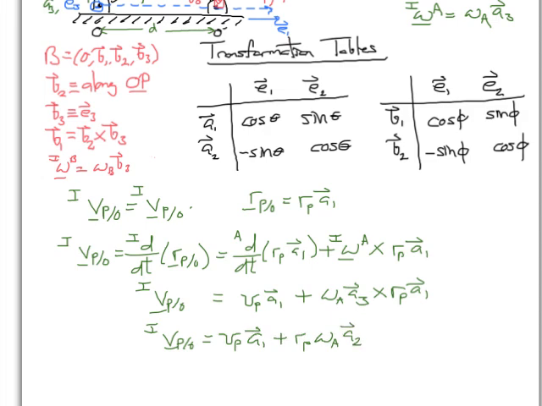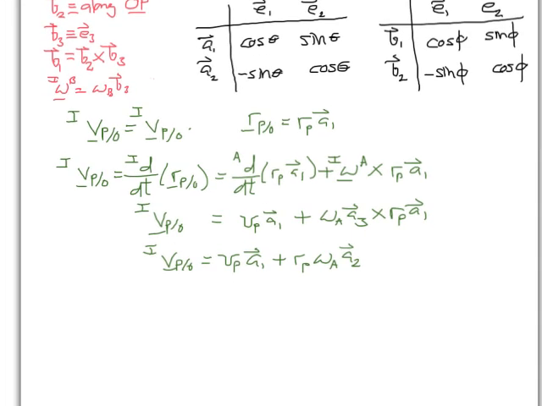And so you can see here that by expressing this in the body frame, we have our rotational component, which is the distance multiplied times the angular speed, and then we're adding this relative velocity, or relative speed, that we have in the A1 direction.